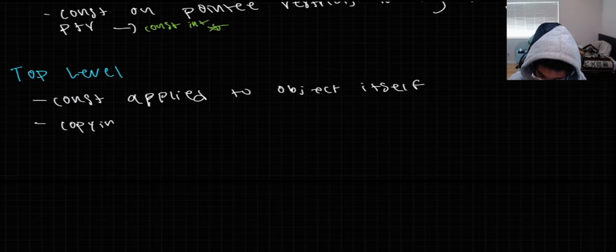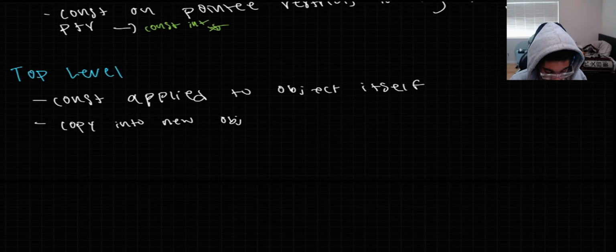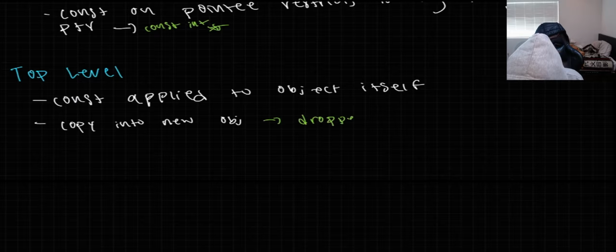Copying, so when you copy into a new object, the const is not preserved to that new object, and neither is a reference. So a top level const is dropped when copied into a new object. All you're taking is the value. You're not taking the constness, the referenceness, any of that. So copying to a new object, that leads to dropped const.